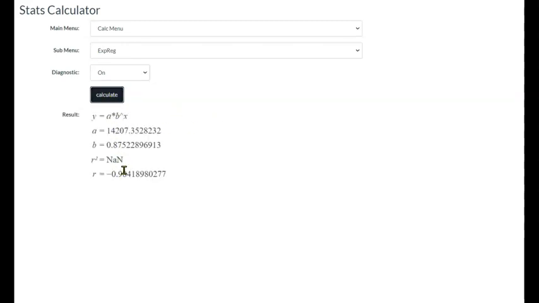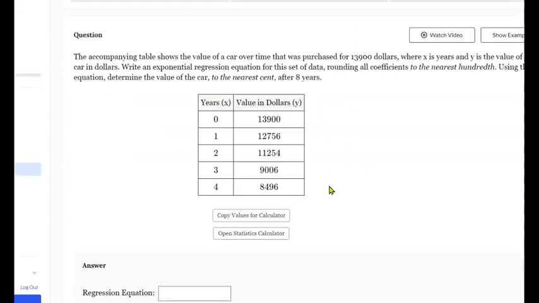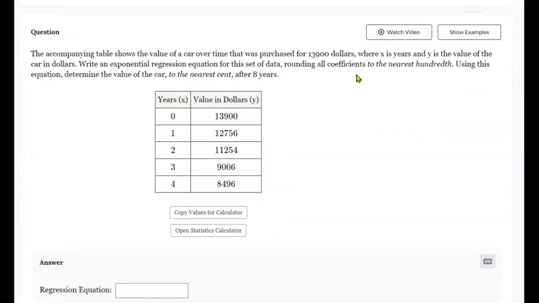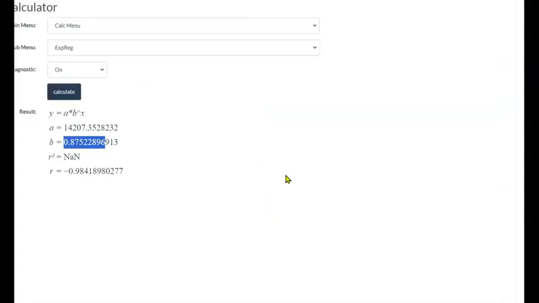So here are my values. This is my A value. This here is my B value. And we need to go back and take a look and see what they were asking for. And it said here, using this equation, round all coefficients to the nearest hundredth, and then compute the value of the car if your X value, or your years, is number 8. So let's go back to that screen that had our equation on it, and we're going to round our value to the nearest hundredth.